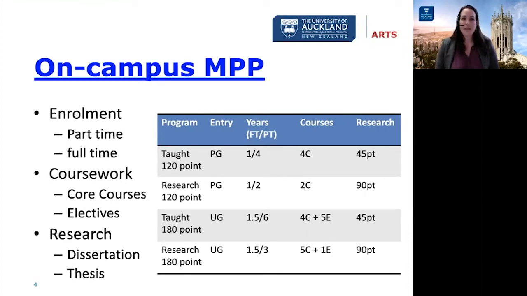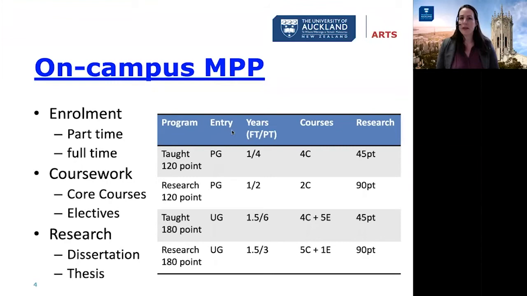So with the on-campus MPP, you do your study physically when we're not in lockdowns at the University of Auckland. Some things that distinguish it from the online is that it's open to both international and domestic students. You can do your enrollment either part-time or full-time. You take a combination of core courses and electives, and both and different options of it have research components. So you can do a larger research component with a thesis, or a smaller research component with a dissertation.